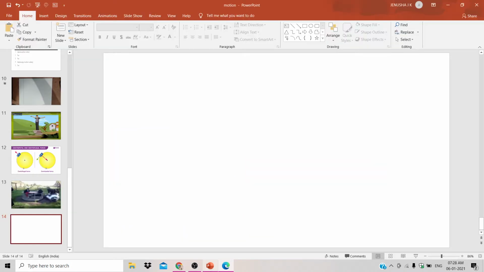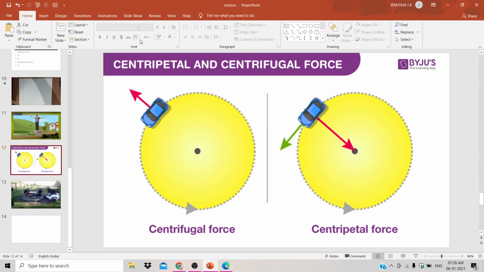See this diagram. Centripetal and centrifugal, there are two topics in that. I'm saying it in a simple manner. What is centrifugal and centripetal? In centripetal, the objects that move through the circular path like to move inward, while in centrifugal, the objects that move in the circular path like to move outward.